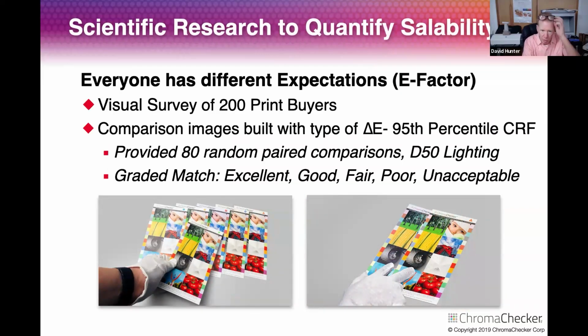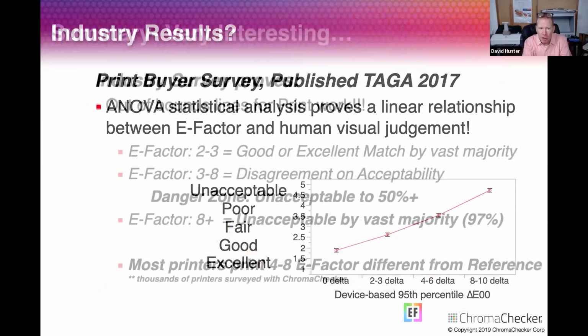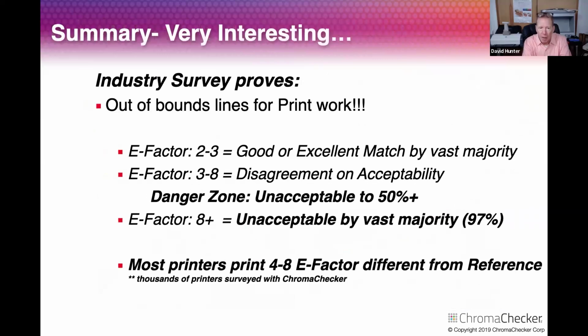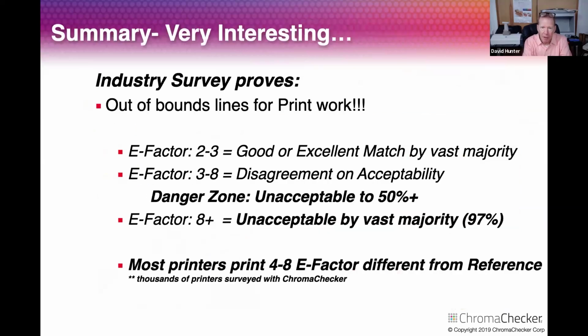And then here we have a situation where we did scientific research, quantifying with over 200 print buyers what they thought was acceptable. And it was really interesting in E-factor, what they came up with was that essentially 2 to 3 was acceptable for everybody. So if I just back up here a second, 2 to 3, everybody thought it was acceptable. Anything more than 8, everybody said it was unacceptable, which leaves us a big gap between 3 E-factor and 8 E-factor.